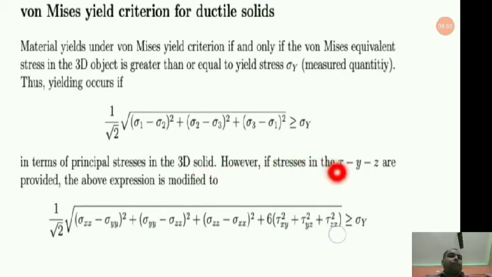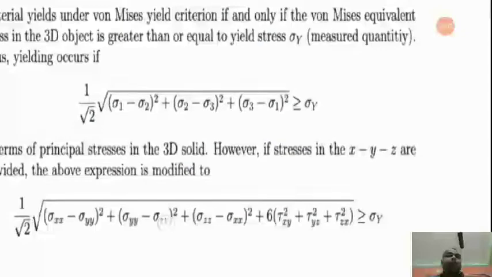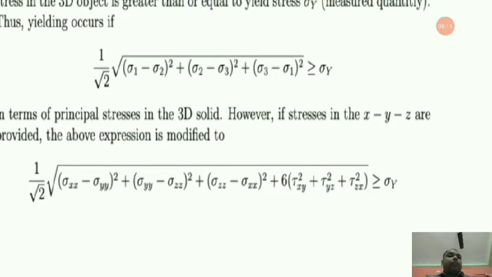However, if stresses in x, y, z are provided, the above expression is modified. Actually stress is a tensor quantity, so we can write it as sigma xx, sigma yy. Actually these are the normal stresses. When you are considering the shear stress, that is xy, then you have to write tau xy, or tau xz, tau yz similarly. So this is a normal stress, xx, so this is one of the normal stresses. So sigma xx minus sigma yy, this one also represents the same thing.